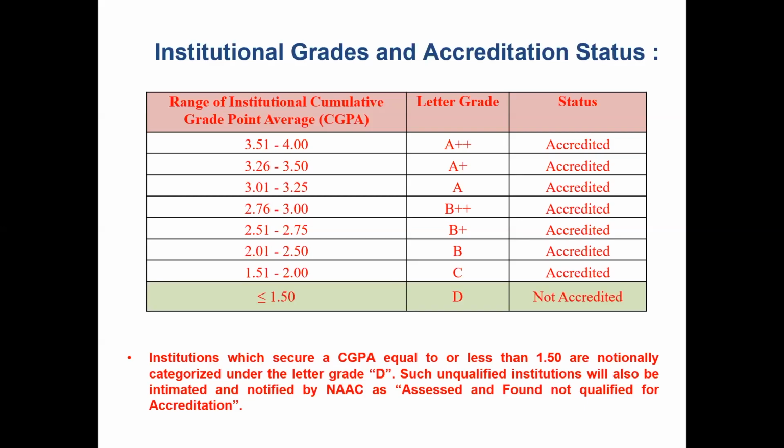This is the scoring range: 3.51 to 4 is A double plus, and the last, 1.50 and less, is D, not accredited, which means your institution is unqualified. Please don't be disheartened. It means that there is scope for improvement. You may kindly improve on the aspects which we will be highlighting in the documents which we are sending to you. And when you think that you have improved, you can reapply for NAAC assessment and accreditation.